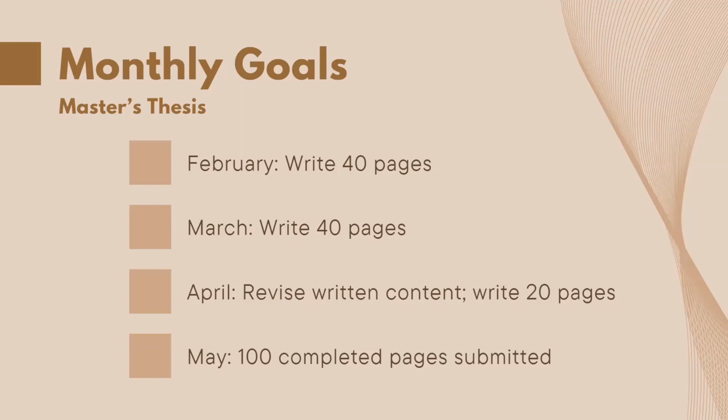So May, we know what we need. April, we're going to try to revise the written content and then write those 20 pages. So that makes it very clear what I will be doing in February and March. February, I'm going to try to write 40 pages. March, I'm going to try to write 40 pages. So we have it in a big month by month scope.